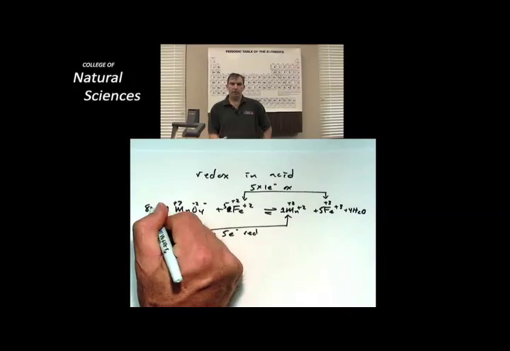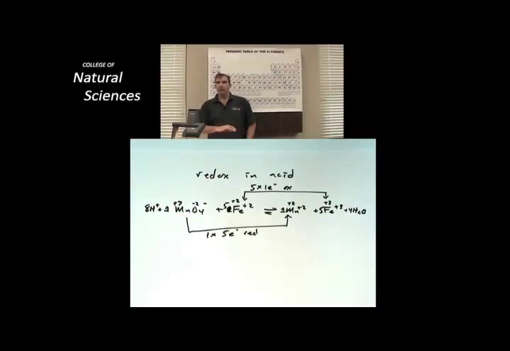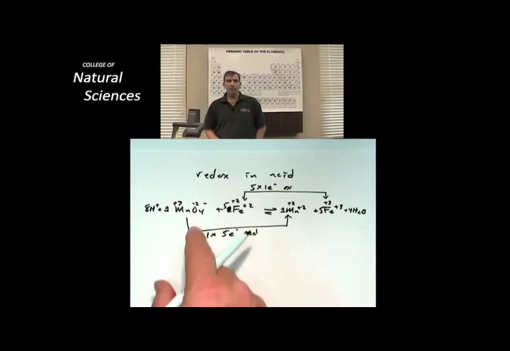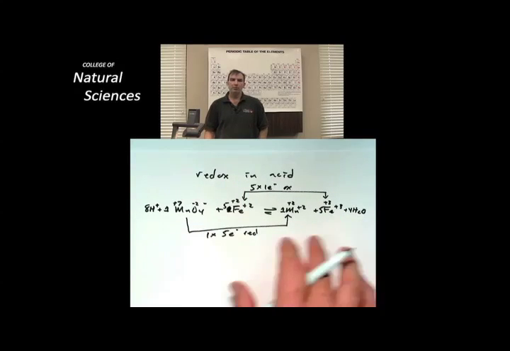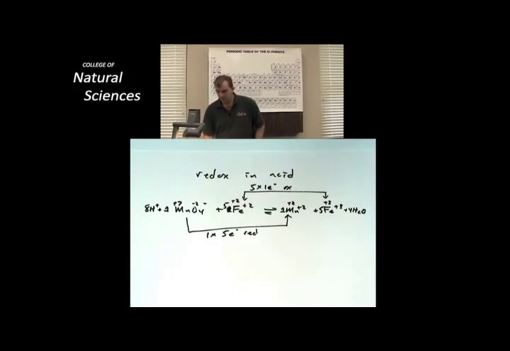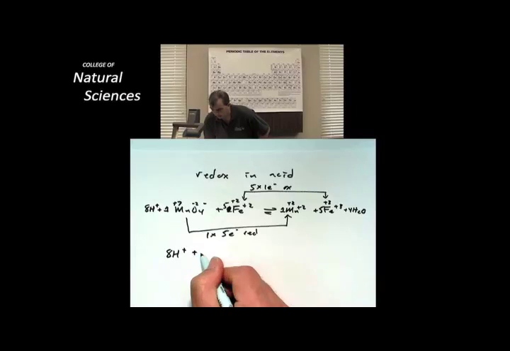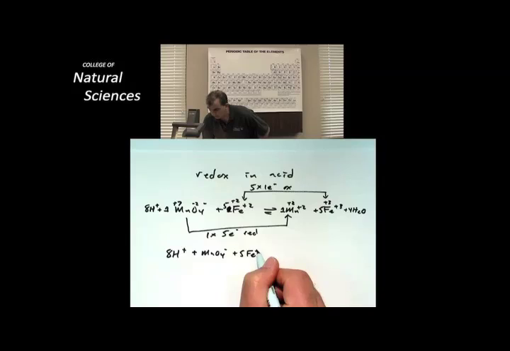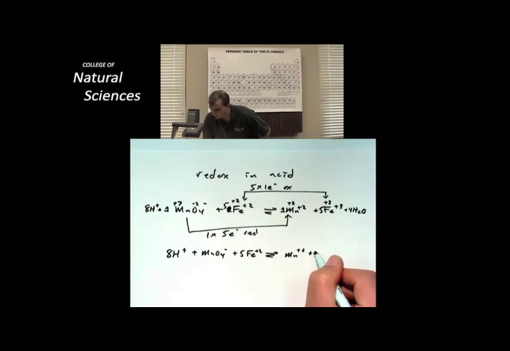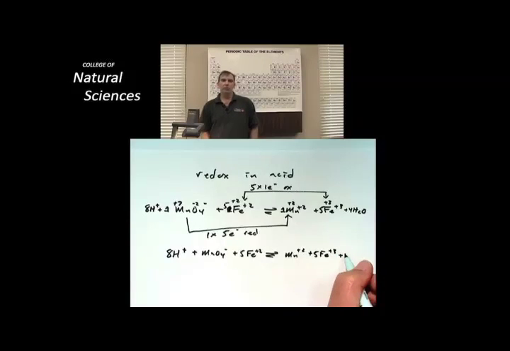And I'm balanced. That may seem like I'm coming from out of left field to have done this because there seems to be so much arbitrariness. The 5 electron flow, the 4 waters, the 8 protons. You would not in a million years by inspection think to do what I've just done. But I have just said that 8 protons and a permanganate and 5 iron plus 2s balances a manganese plus 2, 5 iron plus 3s, and 4 waters. Wow. We'll see if that's true.